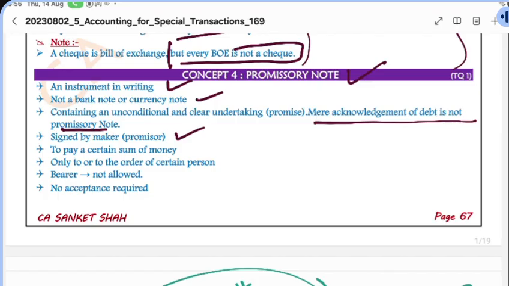To pay a certain sum of money, you know the same was there in the bill. Only or to the order of a certain person. This also you know. Bearer not allowed. The rule of jiski lathi uski bhains will not apply here.